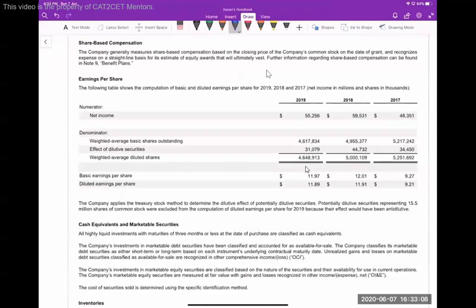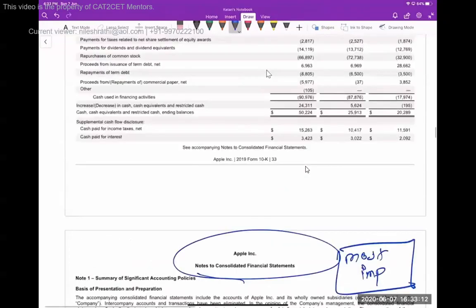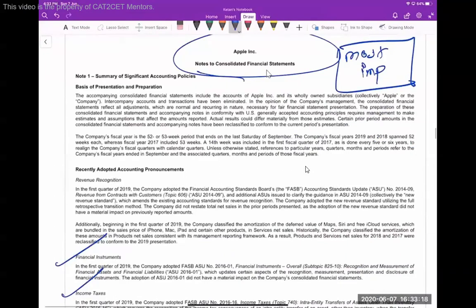Okay, step by step. So I'll repeat here for you guys. What you see here is all the financial statements, all the numbers. But how these numbers are coming up, what drives these numbers, everything will be written in the notes. So these notes are going to be extremely important.